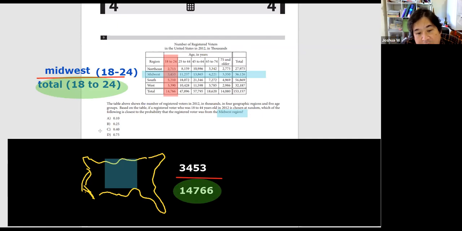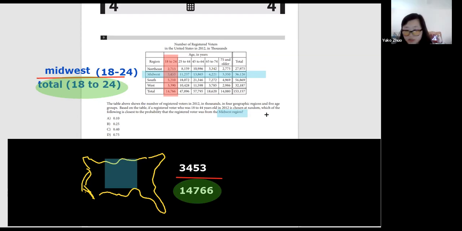Okay, so how can you reduce that? Which percent is that closest to? I guess you can estimate. It's closest to 0.25. It's closest to B.